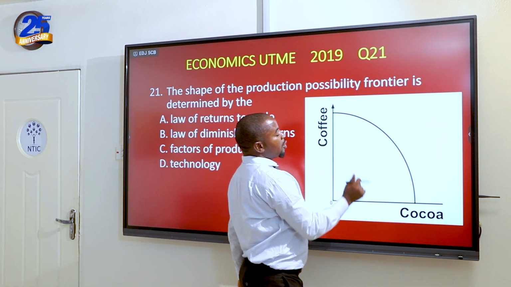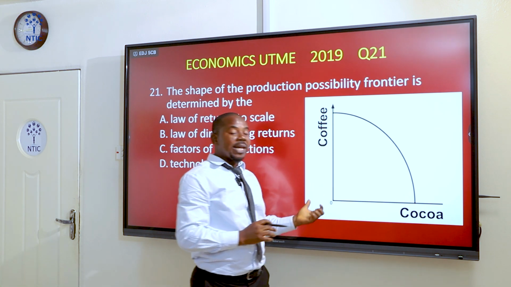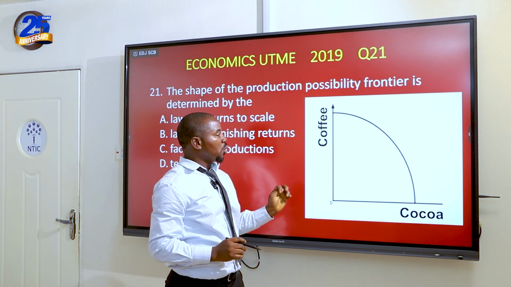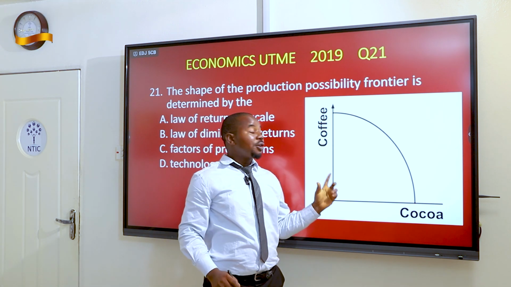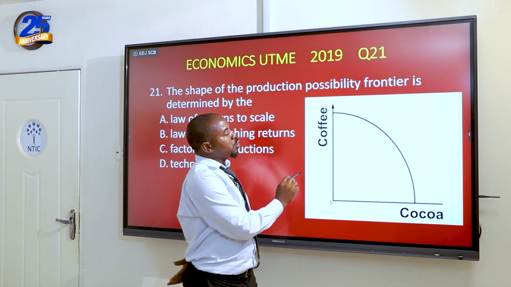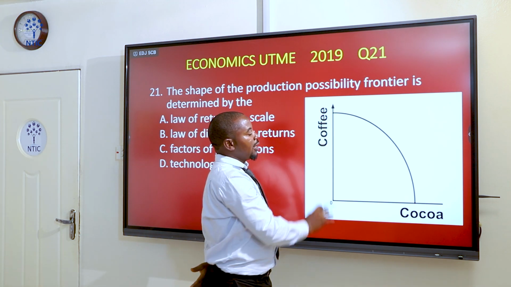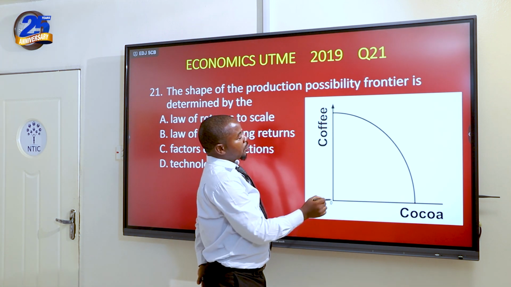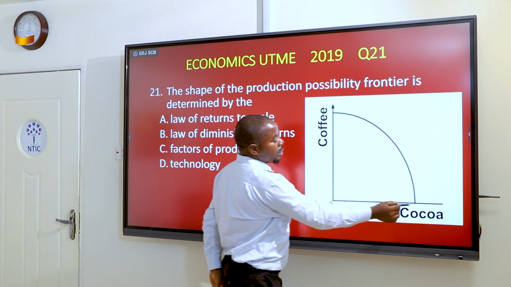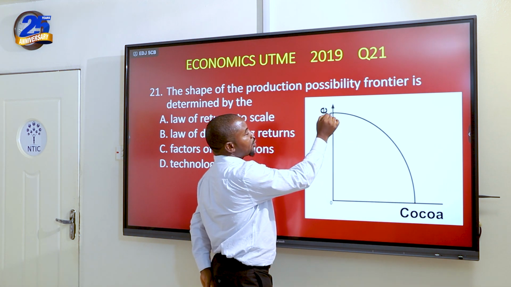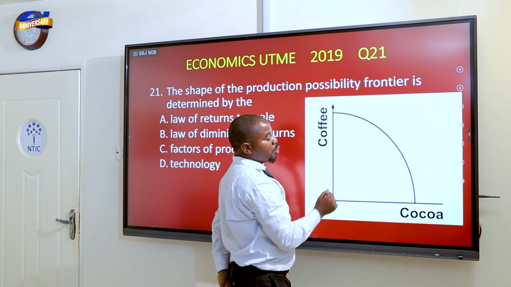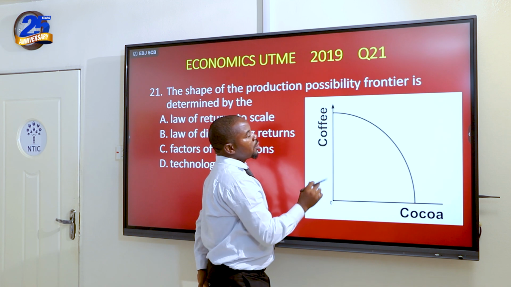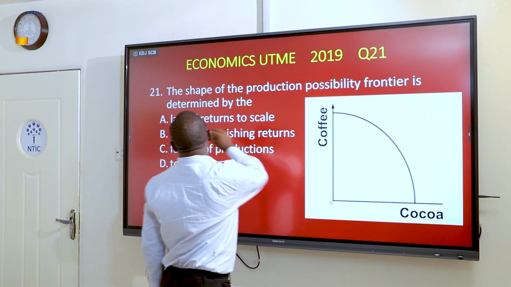The reason for this is because the society is constrained to the production of just two variables or commodities at a point, and all resources are utilized into the production of those two commodities. Let's say you have coffee and cocoa. Where the society utilizes all its resources in the production of coffee, zero cocoa will be produced, so you have the highest point of coffee. Then if the society decides to use all the resources to produce cocoa, coffee will be zero.